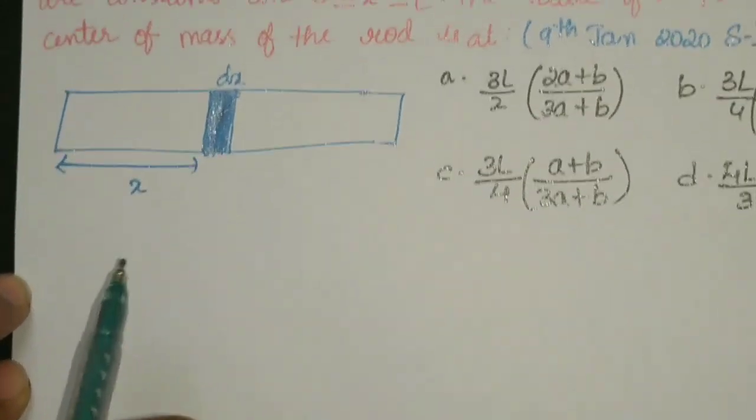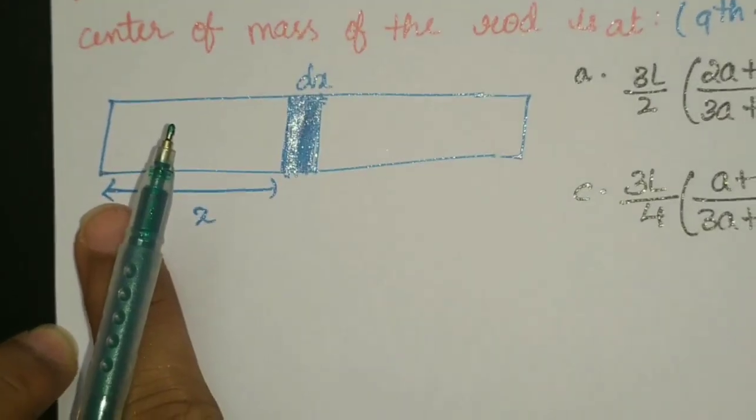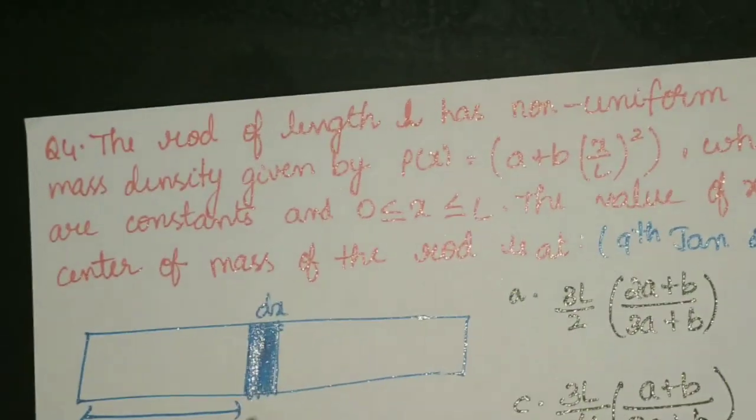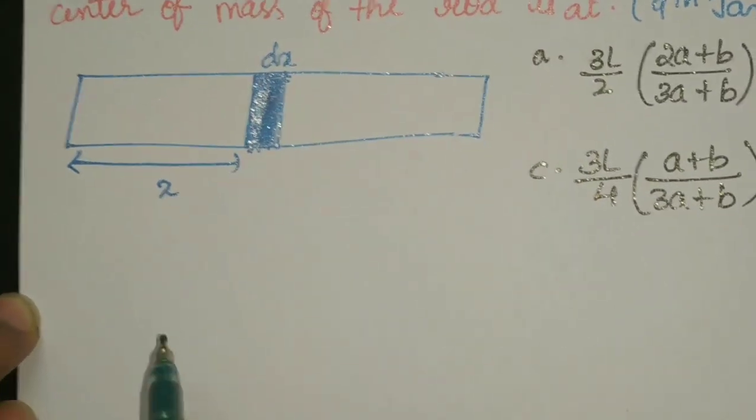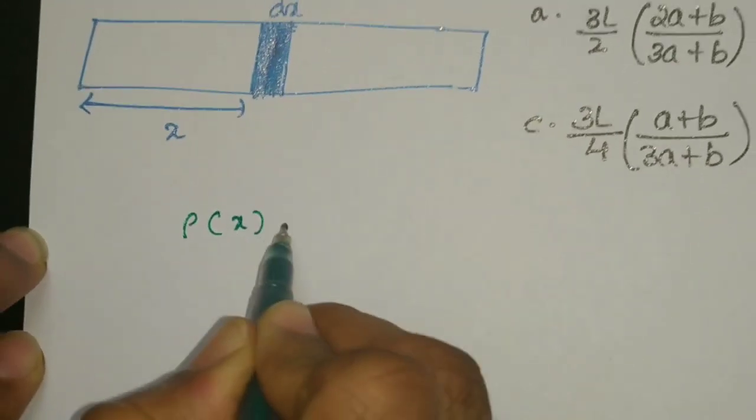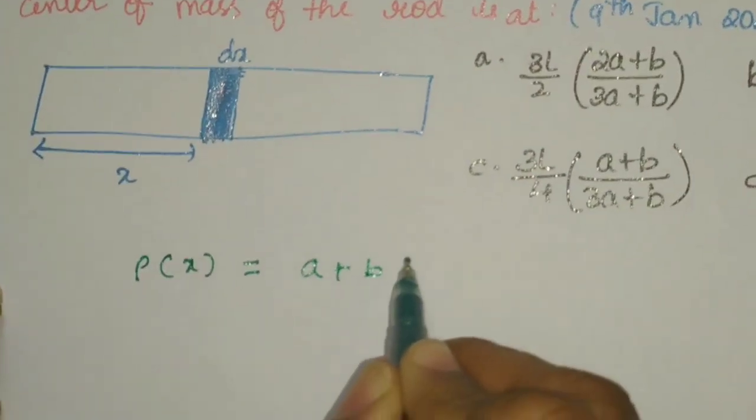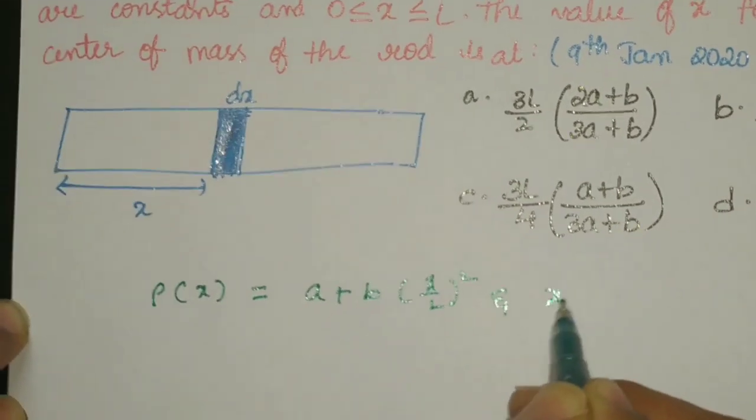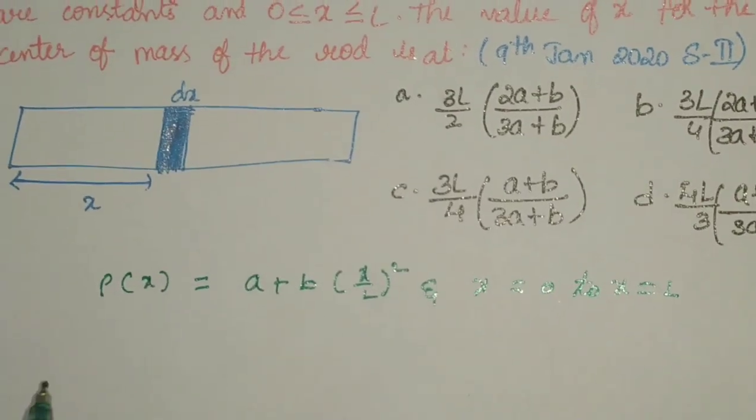To find the answer, the rod has a distribution of mass from one end to the other end. Its linear density is variable and a function of x. When density is continuously changing from one end to the other, to find the center of mass we use the following formula. Given that the density of the rod is rho of x equals a plus b times (x by L) whole squared, and x changes from 0 to L, a and b are constants.